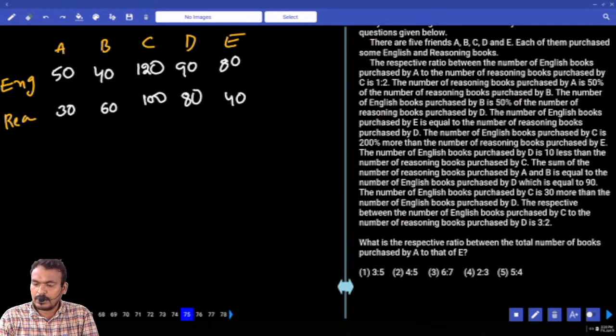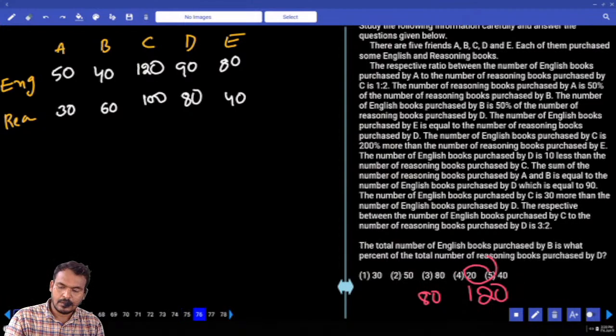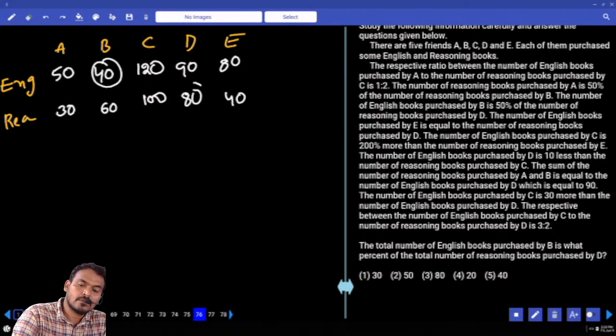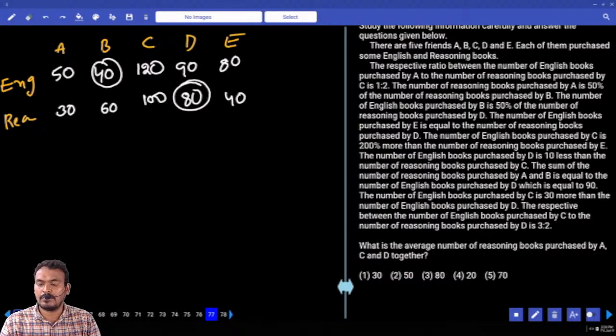What is the first question? What is the respective ratio in the total number of books purchased by A to that of E? What is the A total books? 80. What is the E total books? 120. What is the ratio? 2:3. Next, 76. The total number of English books purchased by B is what percentage of the total number of reasoning books purchased by D? What are the English books of B? 40. And D's reasoning books 80. 40 by 80 means half, or not? Means 50%.